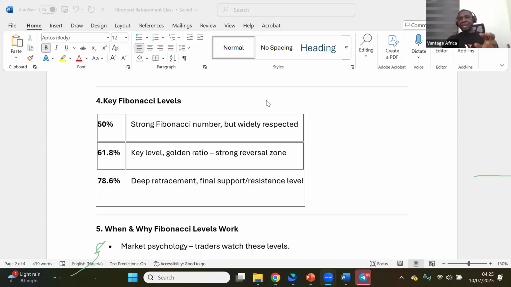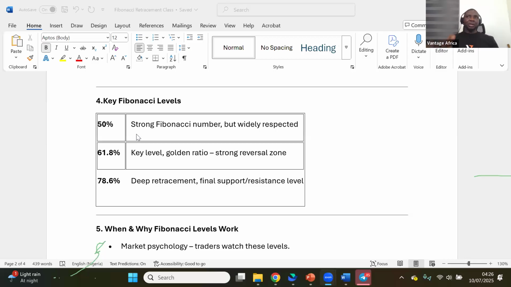So the 50 level is a strong Fibonacci level and is widely respected. The 50% is like half of a move, right? Hold on, guys, we're demonstrating this. It's like half of a move. So price moves from one level to another, and then once you plot a Fibonacci from the swing low to the swing high, the 50% retracement level will usually be the midpoint of that impulse.